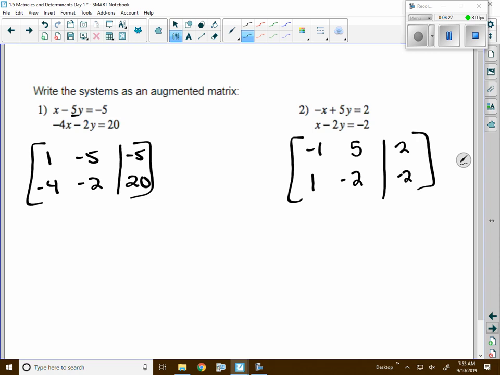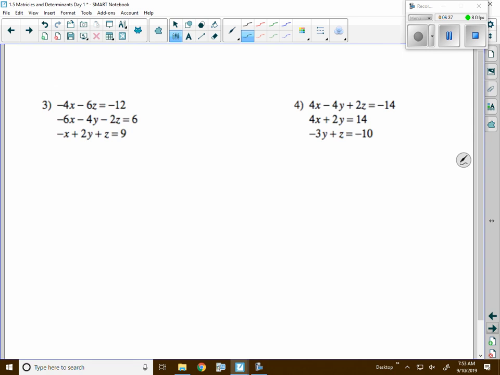What is the size of the matrix in number 1, number 2? 2 by 3 matrix. Okay, 2 rows, 3 columns. We're going to go a little bigger on numbers 3 and 4.